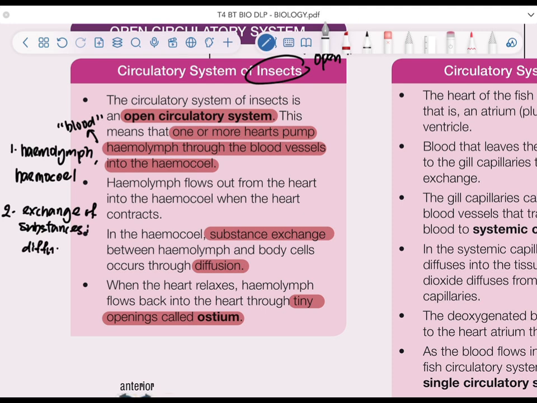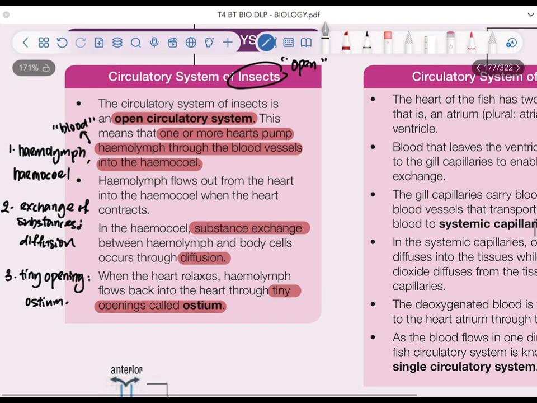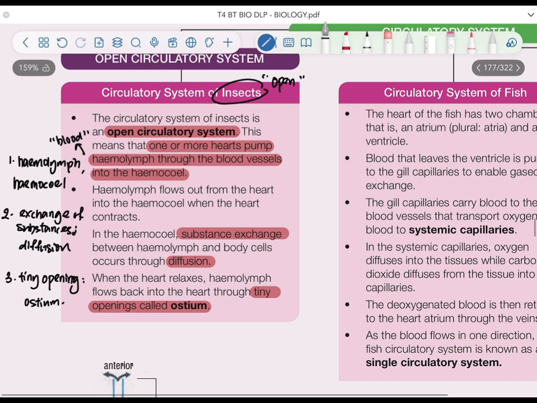Diffusion is the most important and most simple transportation method that happens in every living organism, no matter whether it is a unicellular organism or a multicellular organism. And then the third thing I want you to remember is the tiny opening, which we call the ostium. I just need you to remember these three important things for the open circulatory system, just for the insects.